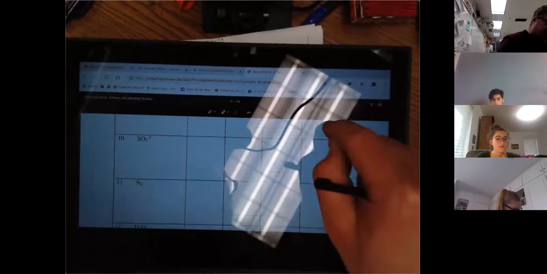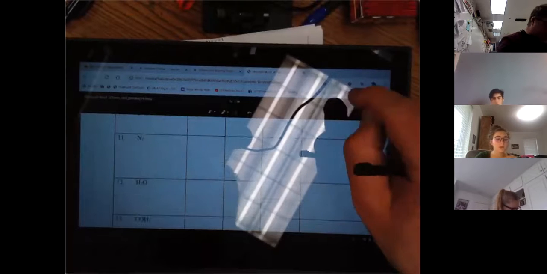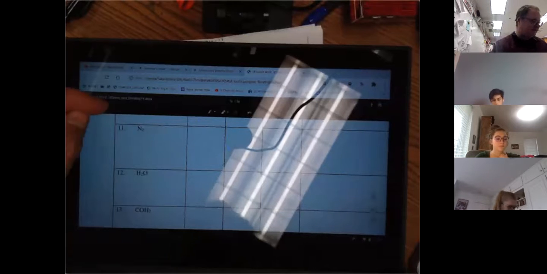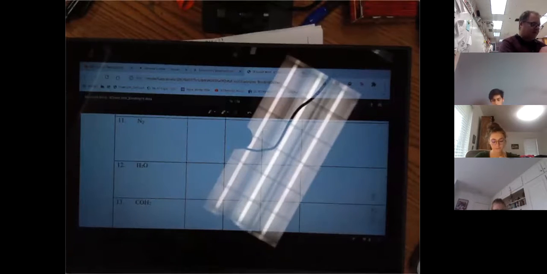I have a question. Yeah. Could we print it out and then scan it? Sure. I'm just showing you the easiest way. You're more than welcome to print it out. Make sure you use a document scanner though. But this is just the easiest way if you don't have a printer.